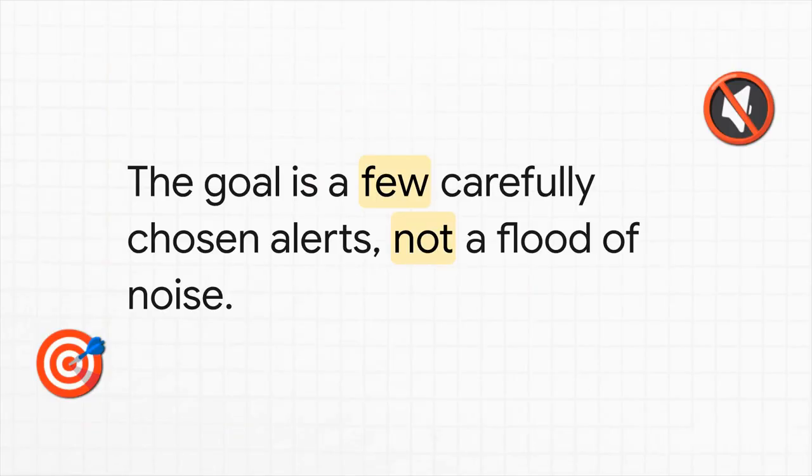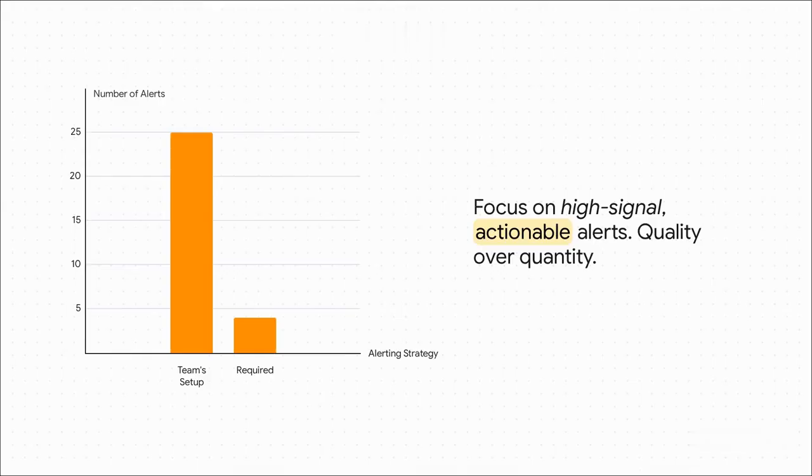You know, the whole point of an alert is to tell a human being, hey, stop what you're doing, this is important. If you have too many of them, they just turn into background noise, and the really critical signals get totally lost. And this chart just says it all, doesn't it? Take a look at the bar on the left. The team has 25 different alerts set up, but the real goal, what we actually want, is what you see on the right, just a handful of high-signal, actionable alerts.